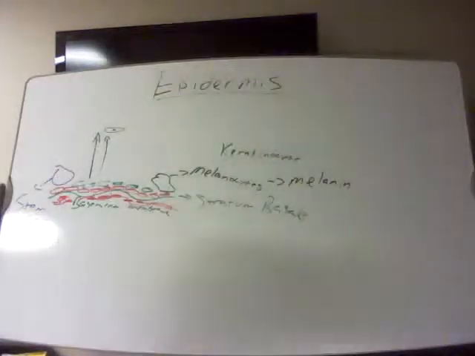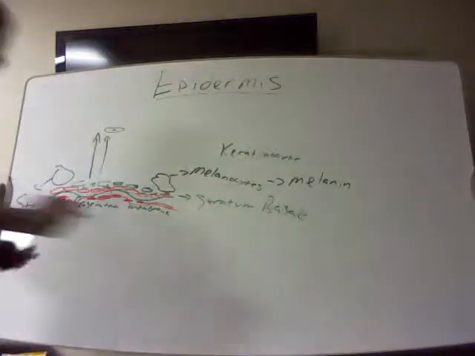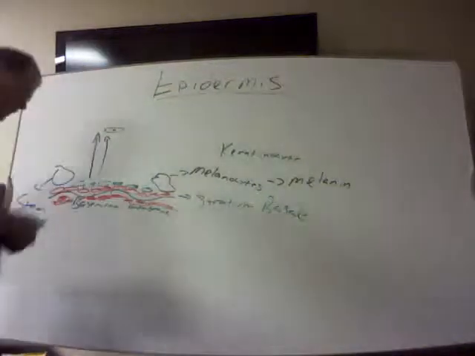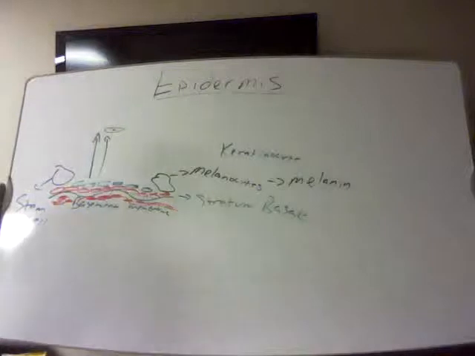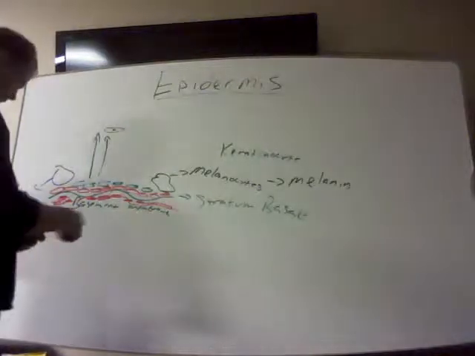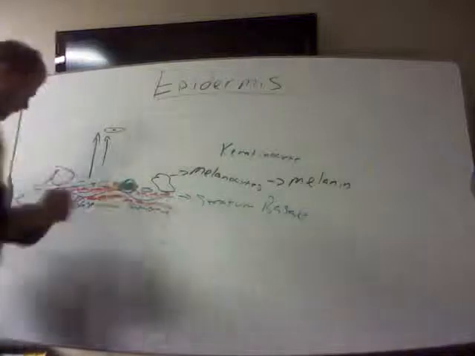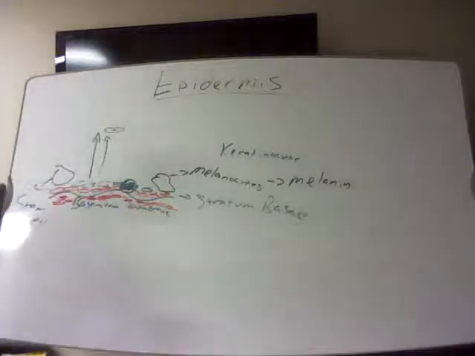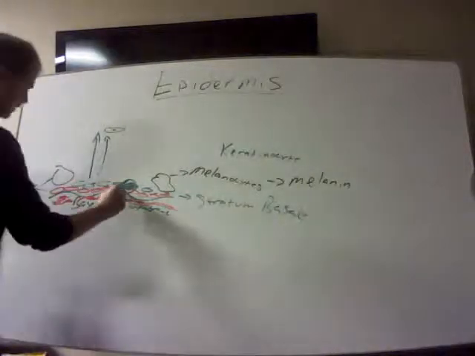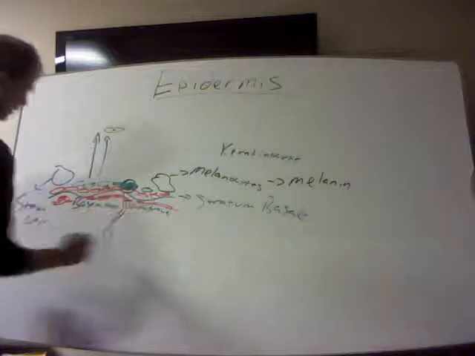What else was I going to say? And then there are other cells that are found very close to the basement membrane of the epidermis, called tactile cells. I know this looks a little clustered, but we'll say that's a tactile cell. So typically, a tactile cell is a cell that has a nerve right underneath it.